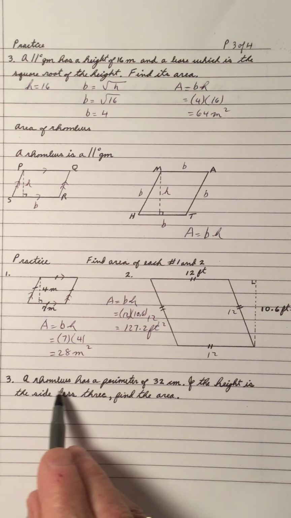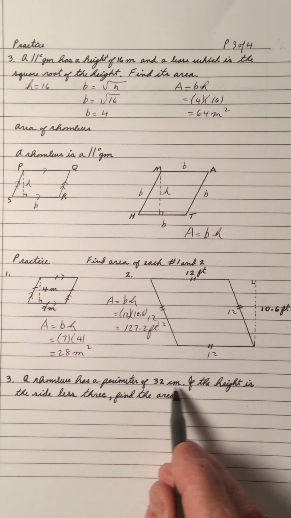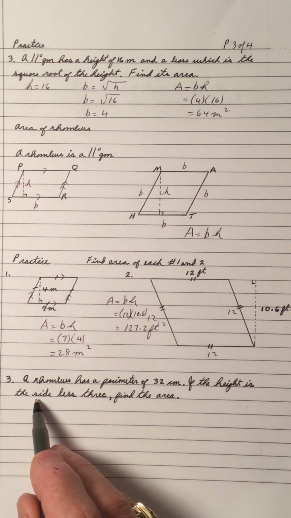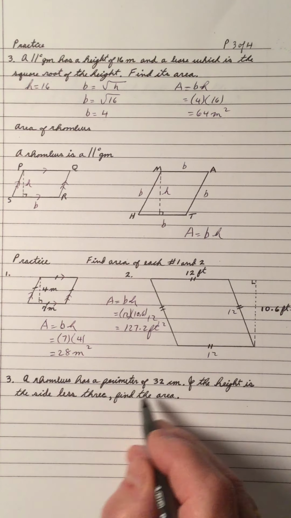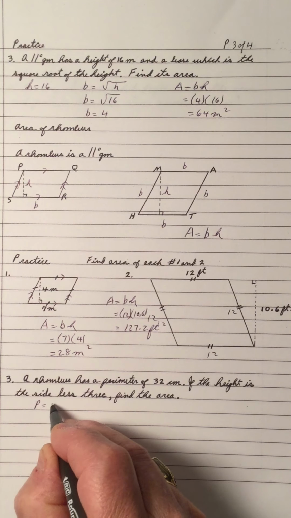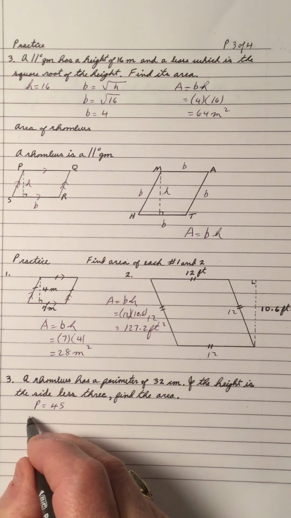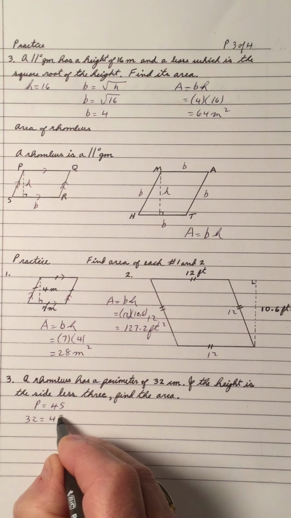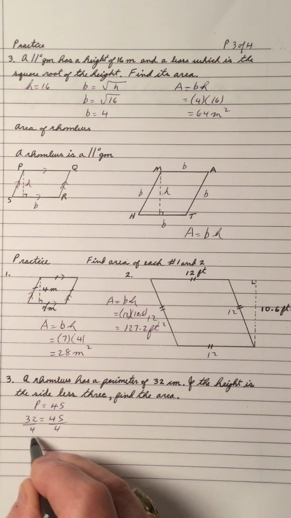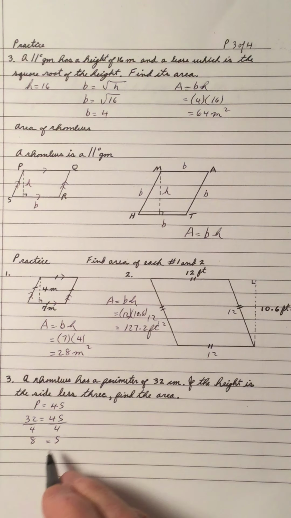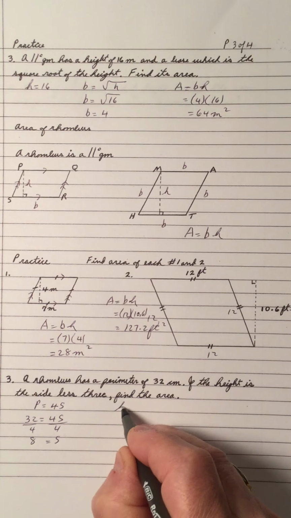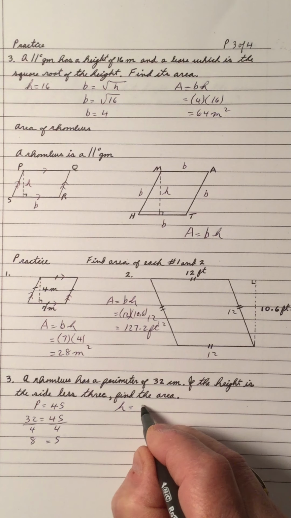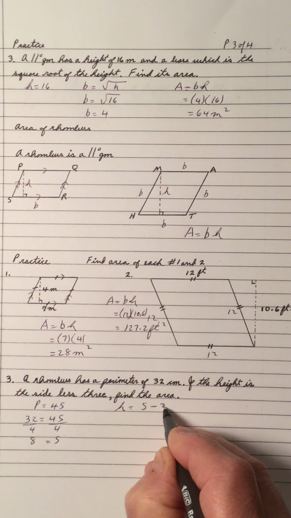And number 3, a rhombus has a perimeter of 32. If the height is the side less 3, find the area. Well, we got a rhombus with a perimeter of 32. Remember, the formula for the perimeter of a rhombus is 4s, because all 4 sides are the same. So 32 equals 4s. We divide by 4. We get s equals 8. So that's 8 centimeters. It says the height is the side less 3.